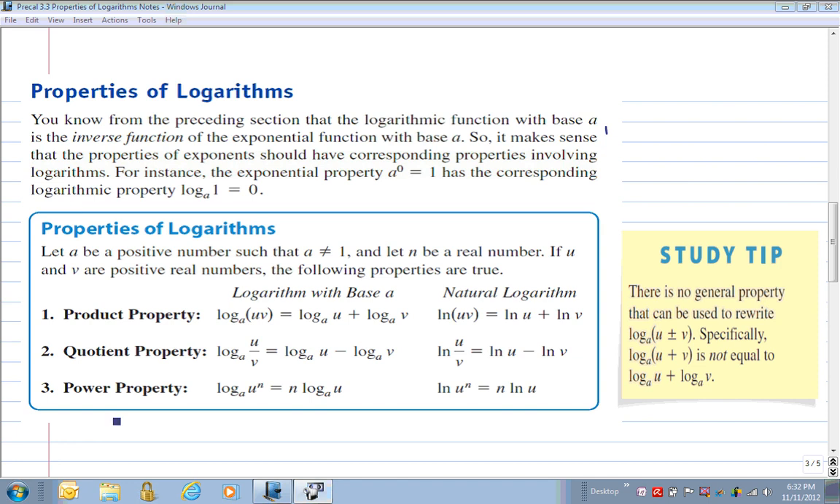We have similar properties. For instance, the exponential property a to the 0 power is 1 has a corresponding logarithm property that log base a of 1 is equal to 0. Notice how the 0 and the 1 have switched places because they are inverses. All right, let's just take a look at these properties.